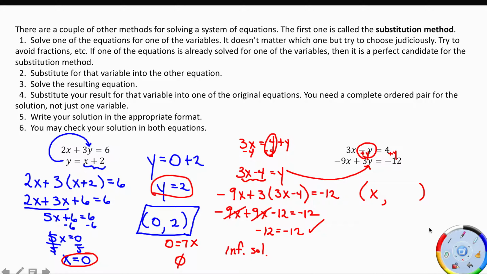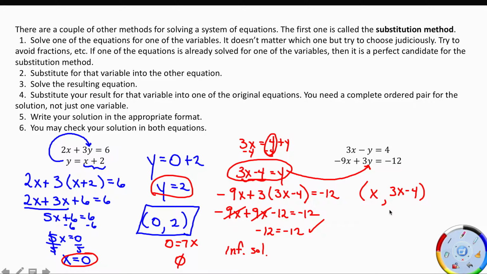So then I take one of those equations, any one, it doesn't matter, solve it for y, because that's what I don't have yet, in terms of x. Well, I've already done that right here. I already know that y is 3x minus 4. So that's my y value. Y is 3x minus 4.